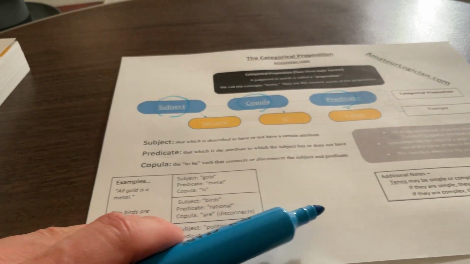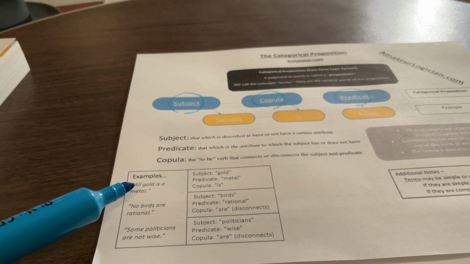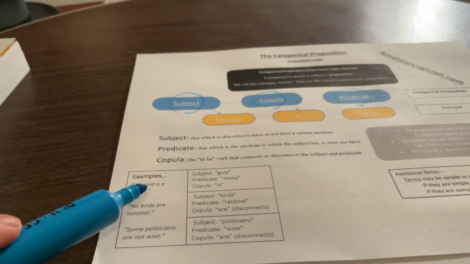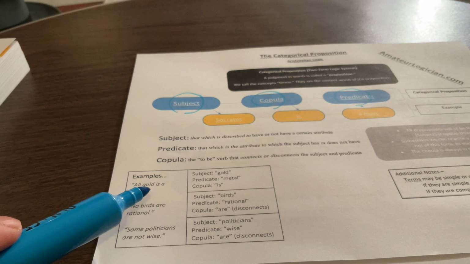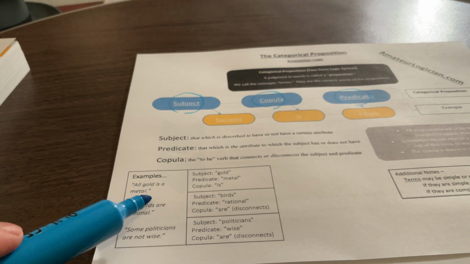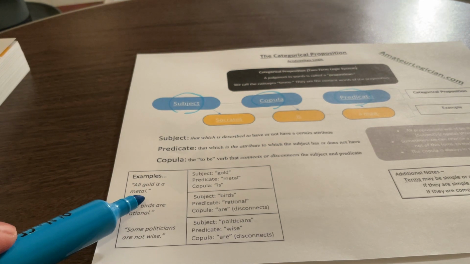So let's look at some very simple examples. All gold is a metal. So gold is the subject. We're talking about gold. And the predicate is metal. In this case, we're having an affirmative proposition because we're saying that this attribute, this predicate, does positively belong, so to speak, to that subject. All gold is a metal.